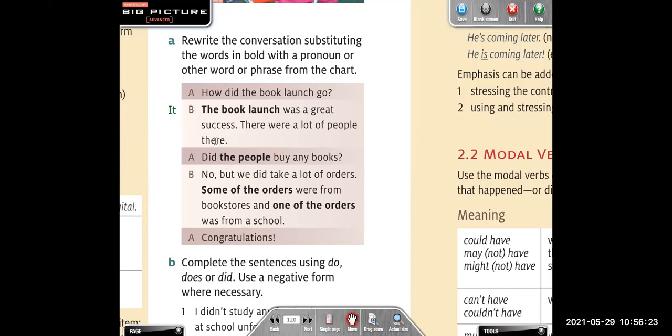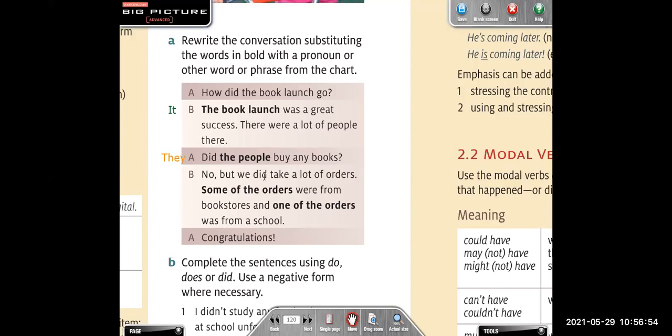Very good. Number 2, did the people buy any books? How can we replace the people here? Did they? Them? They. Did them? They, because it's they before the main verb, right? Did they? Very good. Did they buy any books?